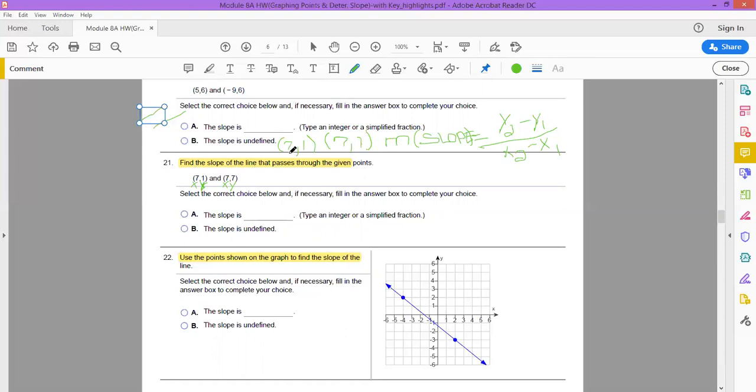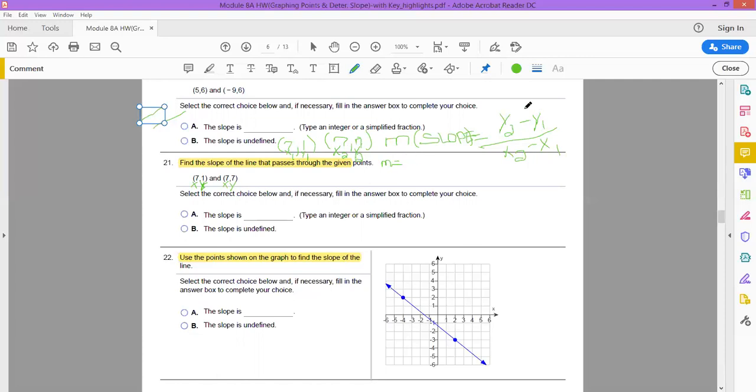So for my first point, I'm going to label the x coordinate as x sub 1 since it's my first point, and the y coordinate as y sub 1. For the second point, we're going to label our x coordinate as x sub 2. It's the second x coordinate. And the y coordinate you'll label as y sub 2. Now we'll take these values, x1, y1, x2, y2, and substitute those values into the formula.